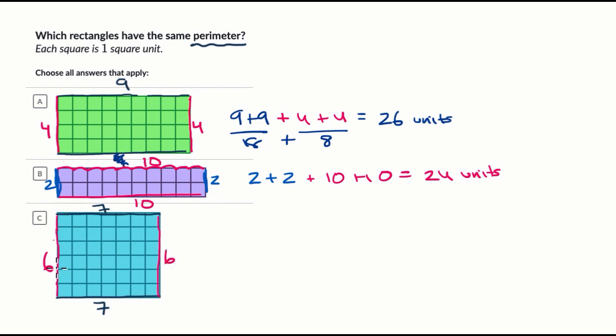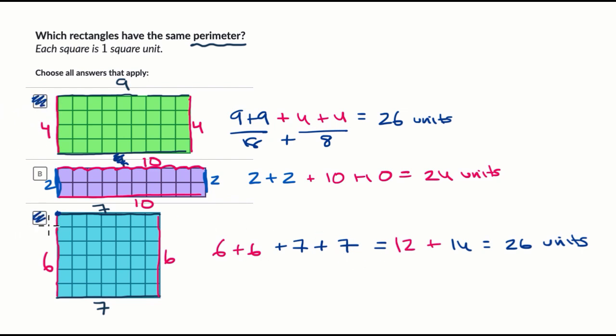So the perimeter is this length plus this length, 6 plus 6, plus that length up there, plus 7, plus this length down here. I could have changed the order. I could have gone 7 plus 6 plus 7 plus 6, but that's the same thing as this. And so this is the same thing as 12 plus 14, which is equal to 26 units. So the ones that have the same perimeter are the first one and the last one.